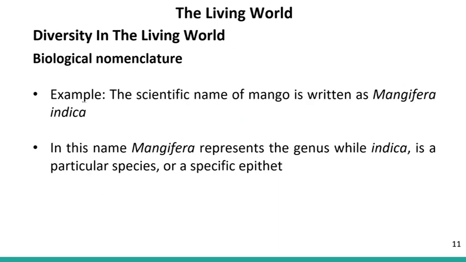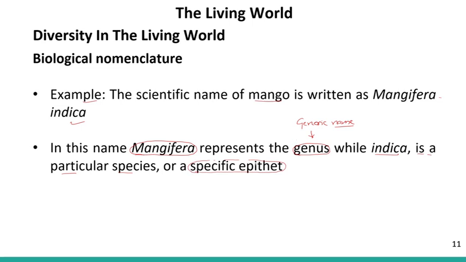For example, the scientific name of mango is written as Mangifera indica. And you can see it is italicized, a little bit tilted. Here, Mangifera represents the genus. It is a generic name, the first component, while indica is a particular species. That's why it is called the specific epithet, the second component of the name.